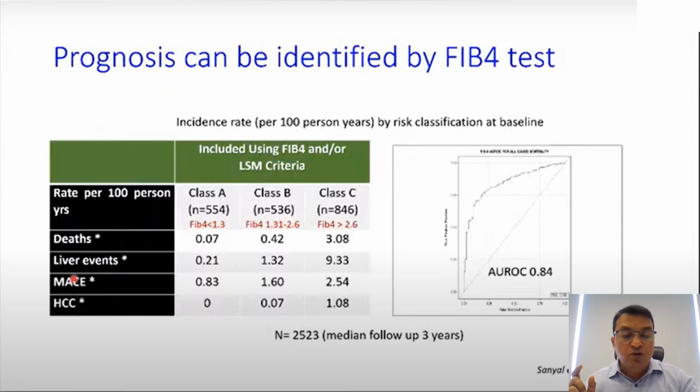And if you look at major adverse cardiovascular events, that also jumps from an event rate of 0.83 in FIB4 less than 1.3 to a much higher event rate in FIB4 more than 2.6. So it also indicates that NAFLD patients not only have a higher risk of liver related events, but they also have a multifold increase in the risk of cardiovascular events.